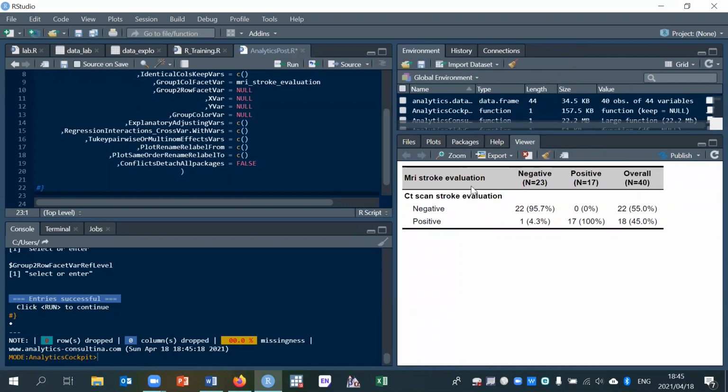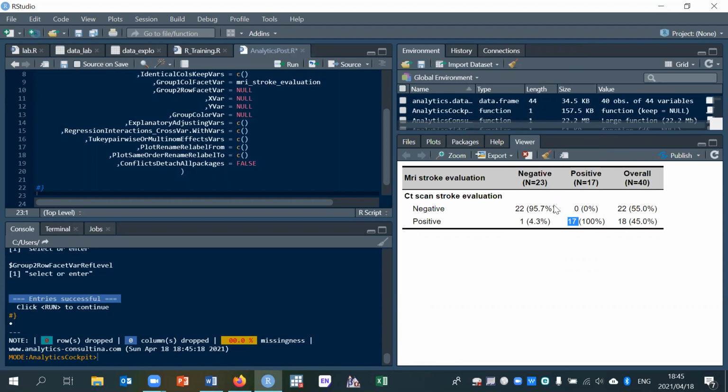One is able to say, okay, now for the MRI scan, the negatives, we had this 23 and the positive were 17. And for the CT scan, 22 were negative and 18 were positive. And both picked up 22 that were negative, and actually all of them picked up these 17 that are positive for the MRI, but now there was a discrepancy there.